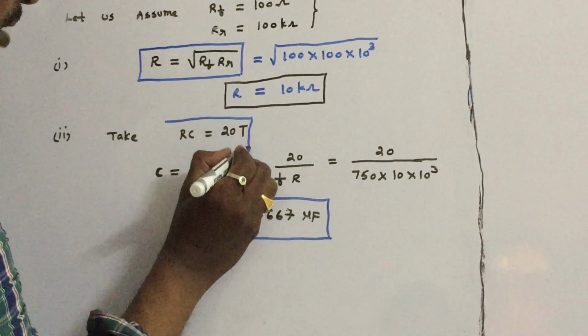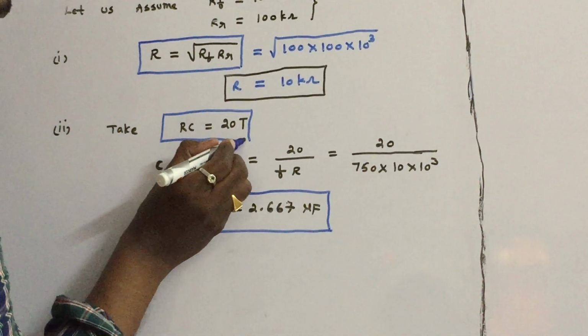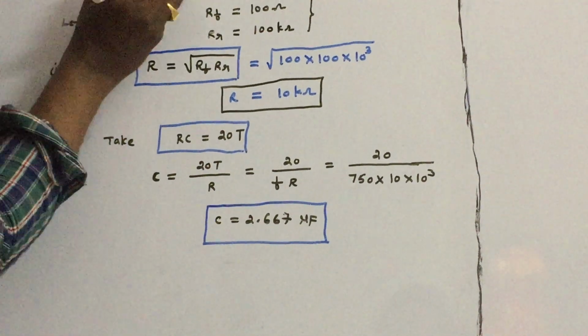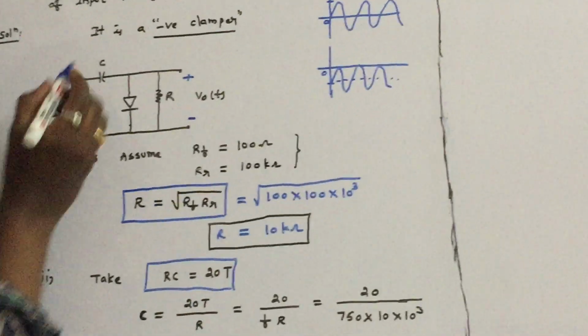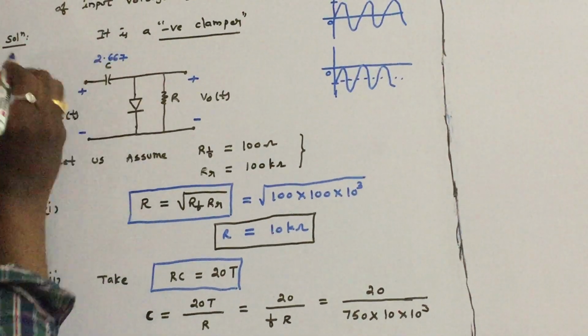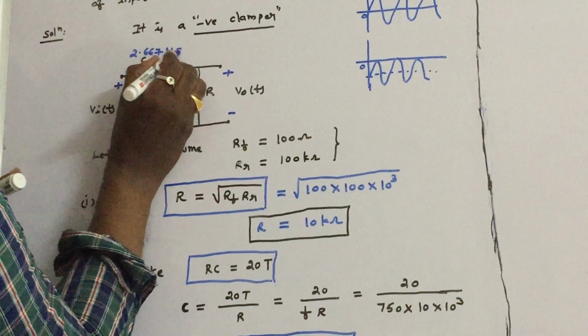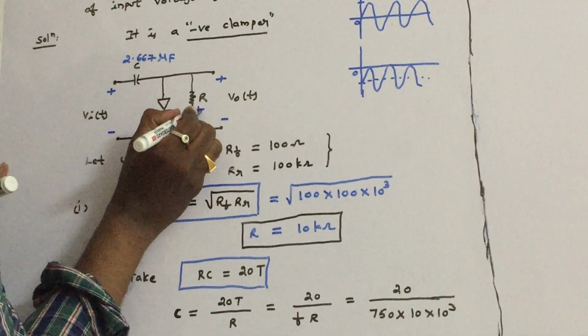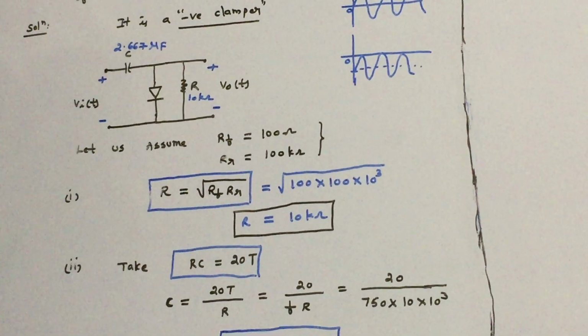Remember these two design formulas in every clamper circuit design. So just mention the resistor value. What is the capacitor value? We got 2.667 microfarads. Capacitor we have to take, and resistor value we have to take 10 kilo ohms in the circuit.